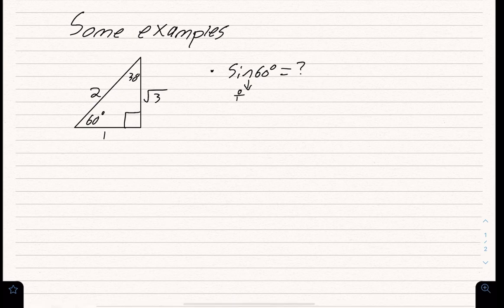We know that sine is going to be the opposite over the hypotenuse. And we can see that the opposite of 60 is going to be the root 3. And we know the hypotenuse is 2.